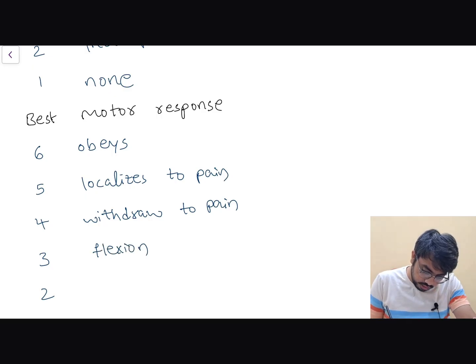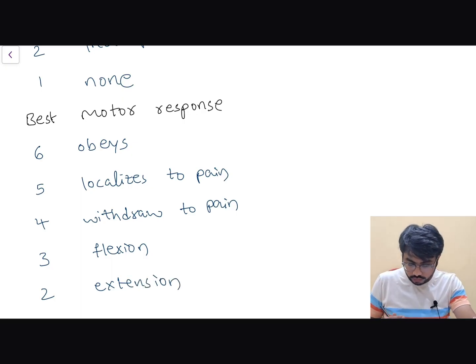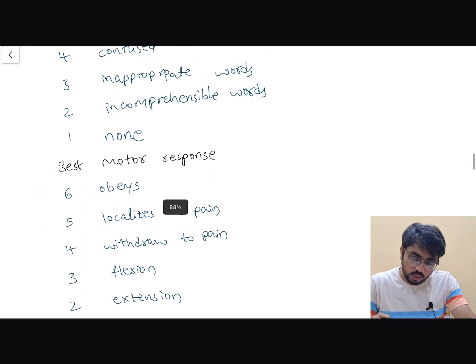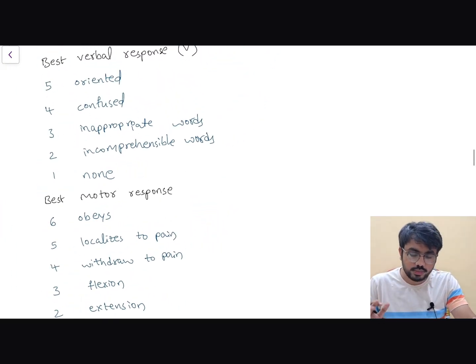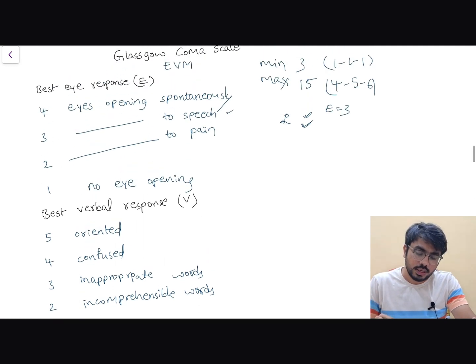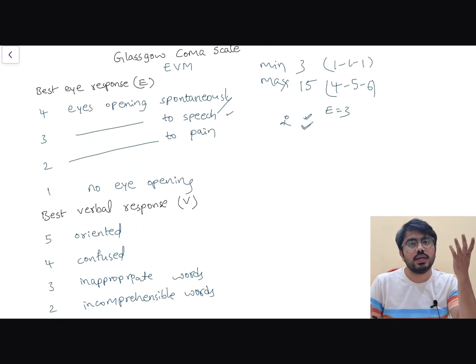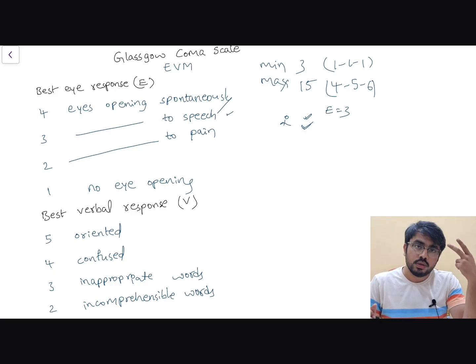Flexion to pain is 3. Extension to pain has to be 2. So out of these, the best motor response is somewhat difficult to remember. Otherwise, eye opening is very easy. Spontaneously is 4. To speech is 3. To pain is 2. If he cannot open the eyes, it has to be 1.